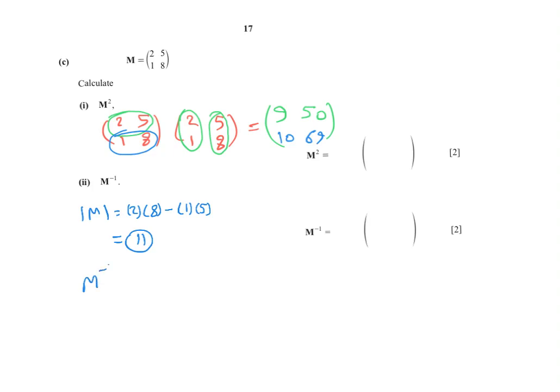So M inverse equals 1 over the determinant, 1 over 11, times the adjoint. For the adjoint, flip the diagonal, so 2, 8 becomes 8, 2, and for 5, 1 change the sign, so negative 5 and negative 1. This is the inverse. If you multiply, you get 8 over 11, negative 5 over 11, negative 1 over 11, 2 over 11.